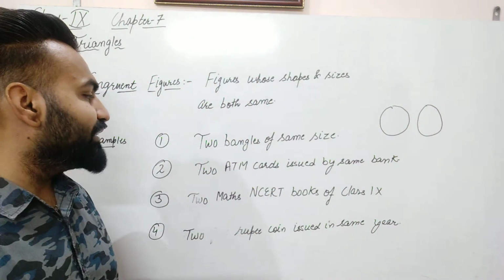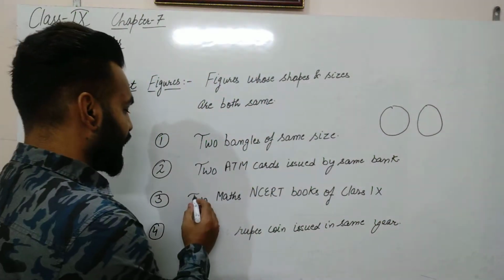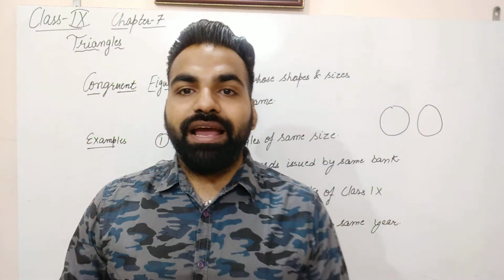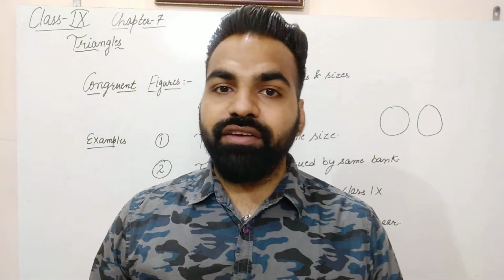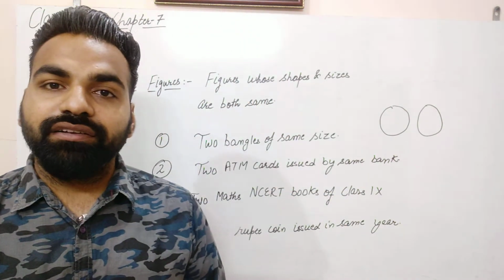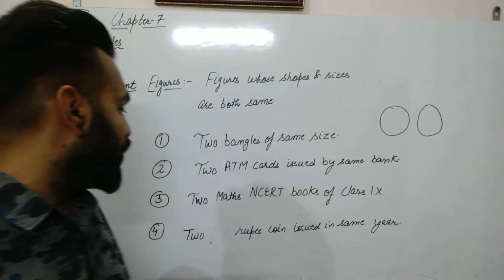Next, two maths NCERT books of class 9. All the books of maths class 9th are the same. If we place one book on another, they exactly fit each other. So these are also congruent.